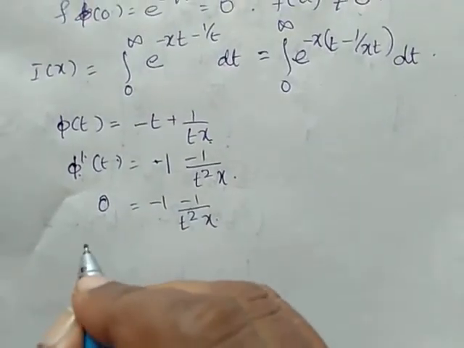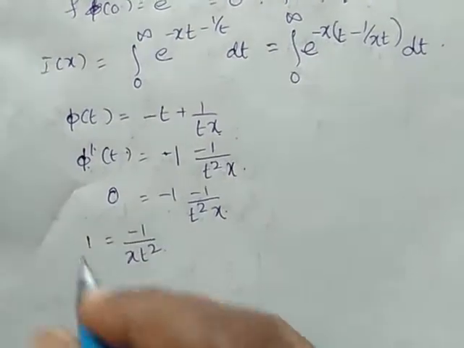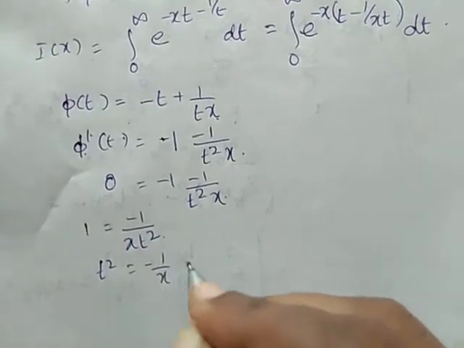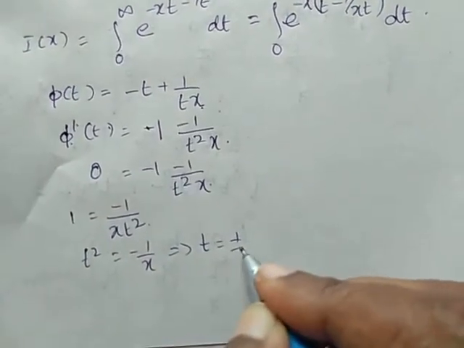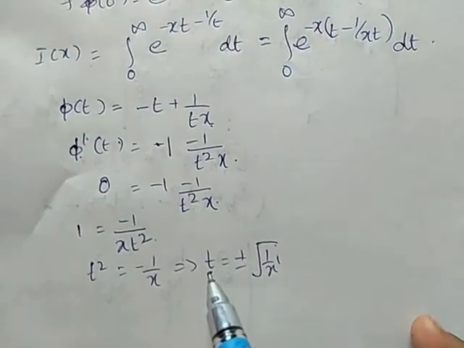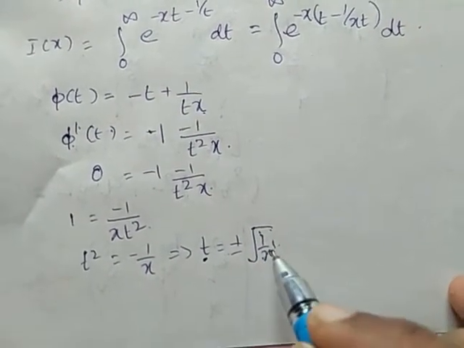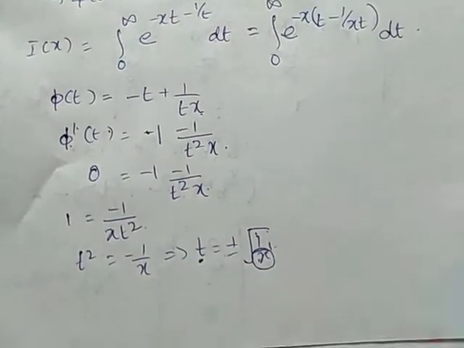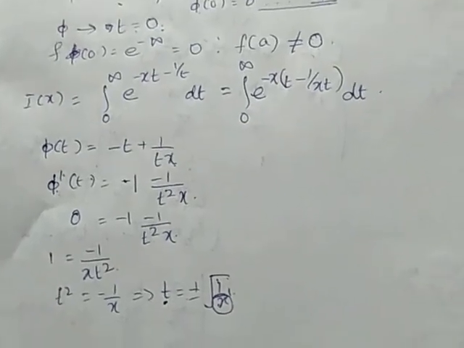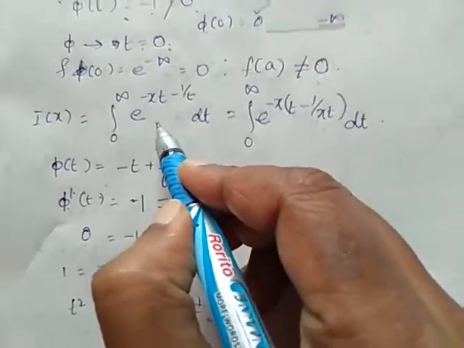So this implies 1 is equal to minus 1 by x into t square. This implies t square equal to minus 1 by x. This implies t is equal to plus or minus root of 1 by x. So t, we are having maximum value at plus or minus root of 1 by x. Again, whenever x varies, this phi of t also varies. So it is not a fixed point. It is varying. It is not useful again. Therefore, we are going to solve this using substitution method.